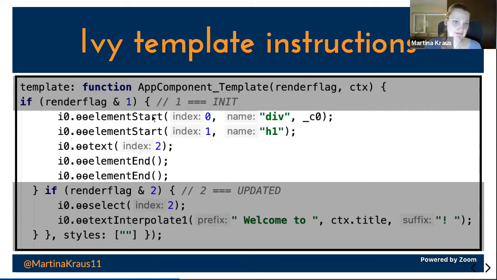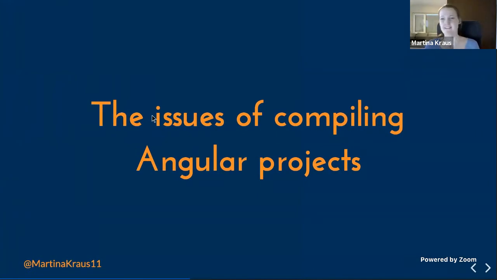And apparently now the compiler can tell, hey, yes, you need element start, you need text and element end. I can't tree shake them out, but I can tree shake out everything else. And this is the main reason, by the way, as a side note, why the Ivy bundle size decreased so much. Okay, what is the issue actually of compiling Angular projects?